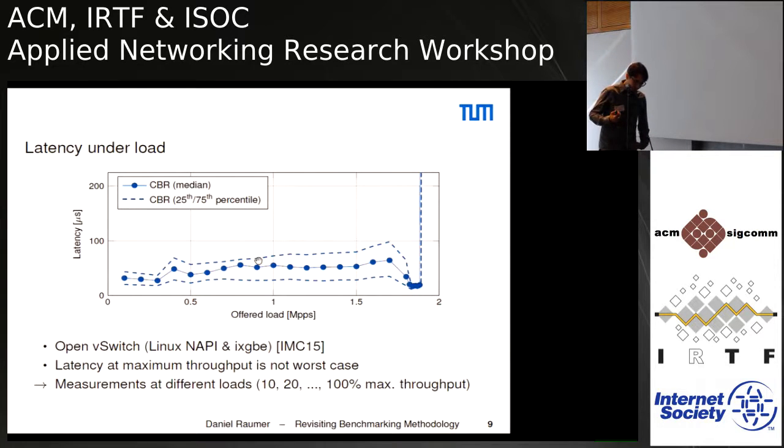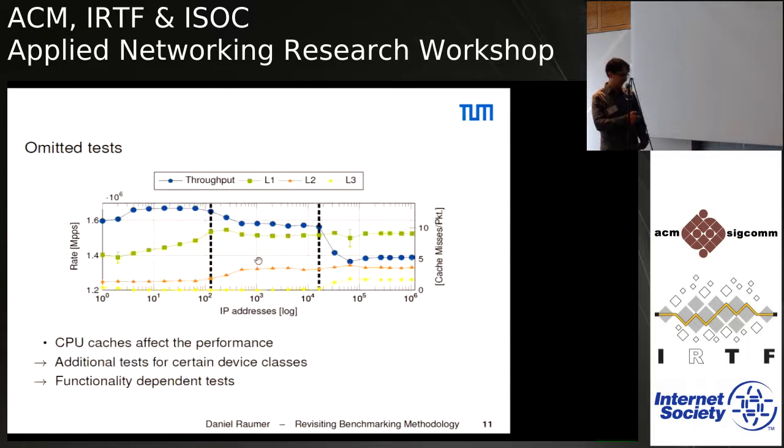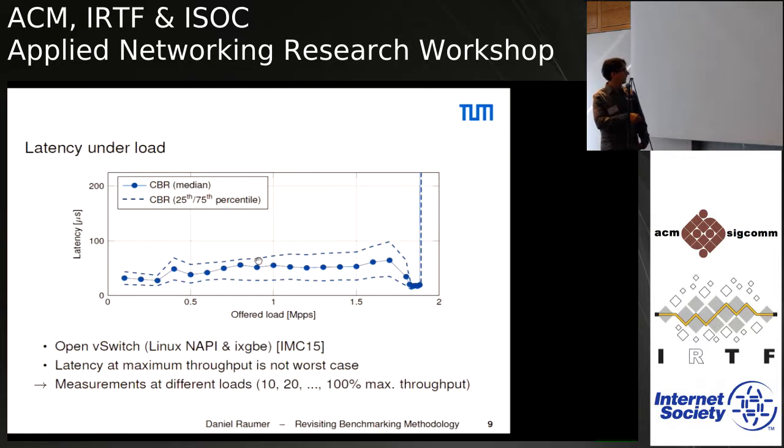Okay. The next flaw I want to discuss is, okay, first I have to explain the graph. The benchmarking standard determines we should measure the latency under the maximum throughput load. So if I look at the graph where I increased the load on the x-axis, and the latency is plotted on the y-axis, that would be this point here at the end, shortly before the system is overloaded. And this example is a software open vSwitch running on a commodity server.